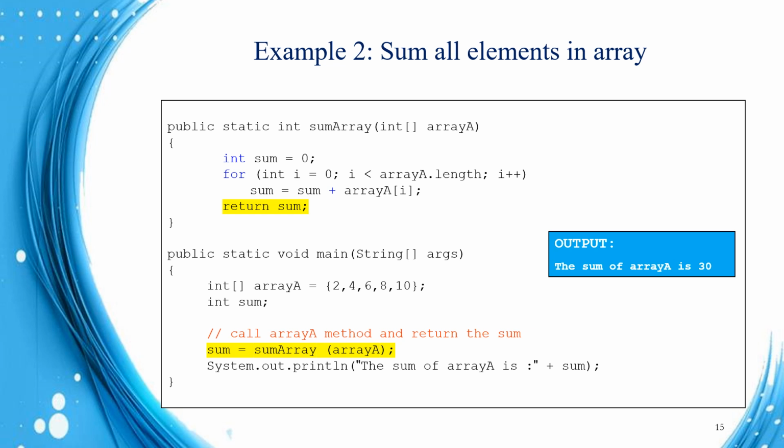In this code, within the main method, the return value of the sum is kept in the variable called sum. When we do System.out.println, the output of this program is the sum of array A is 30, where 30 was calculated using the sumArray method.